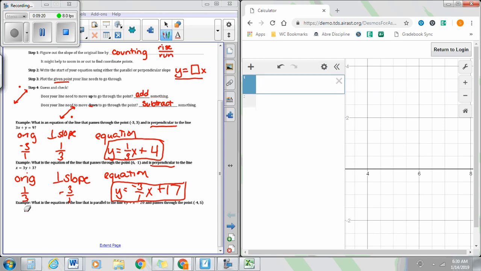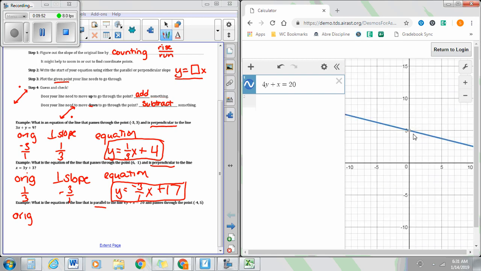All right, last one. What is the equation of the line that is parallel to the line 4y plus x equals 20 and passes through the point negative 4, 5? So same way, whether it says parallel or perpendicular, the process is the same. I'm going to figure out what is my original slope. So I notice that it says 4y plus x equals 20, so I'm going to type that in. 4y plus x equals 20.